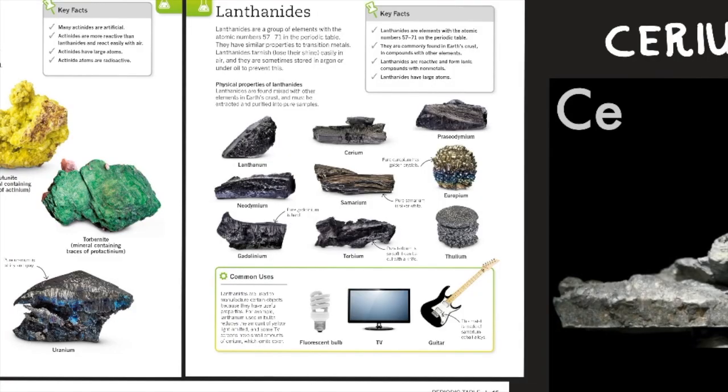So we're going to talk about the next group, the lanthanides. Lanthanides are a group of elements with the atomic numbers 57 through 71 in the periodic table. They have similar properties to transition metals. Lanthanides tarnish, lose their shine easily in air, and they are sometimes stored in argon or under oil to prevent this. Physical properties of lanthanides.